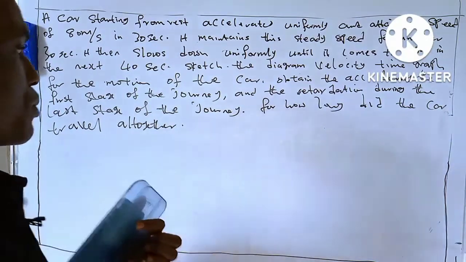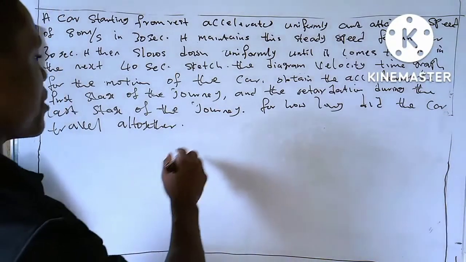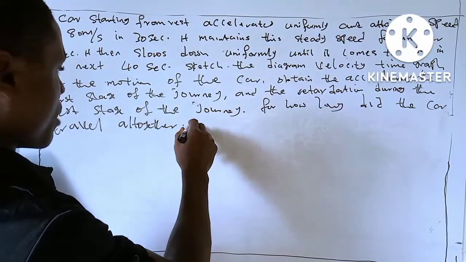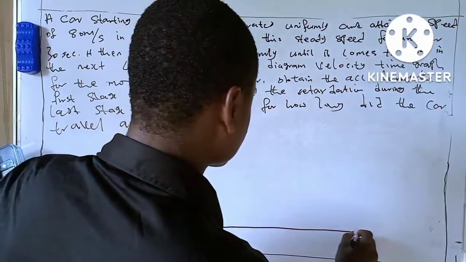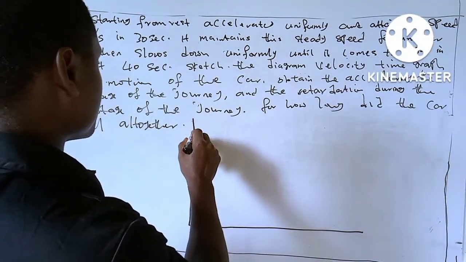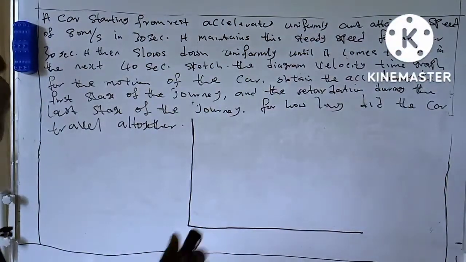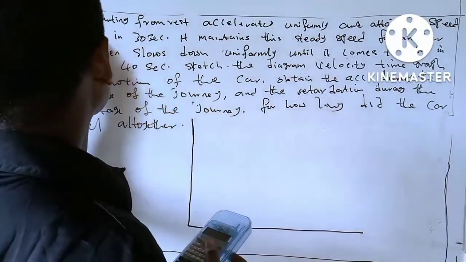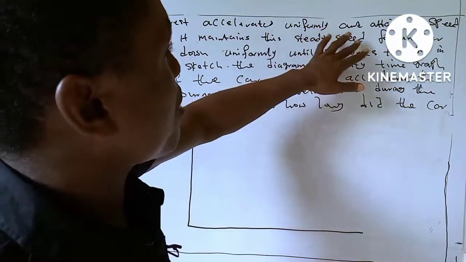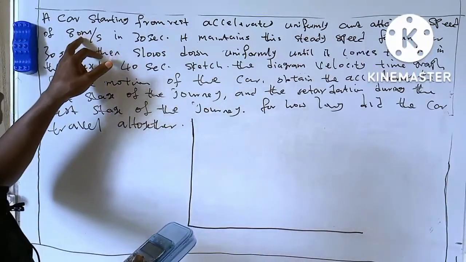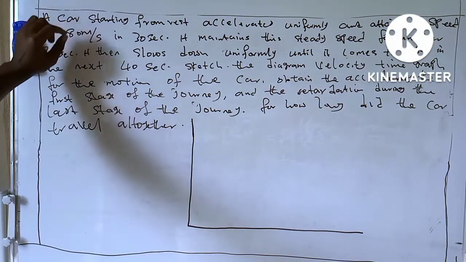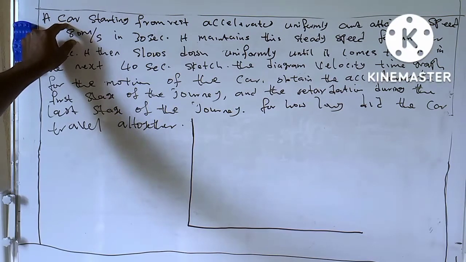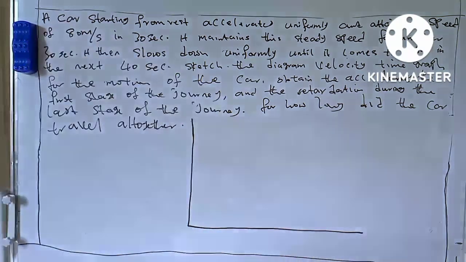Let's start from our number one question, which is sketch the diagram. The velocity time graph is like this. Please don't be confused, this is a velocity time graph. So they said a car starts from rest, accelerates uniformly, and attains a speed of 80 meters per second in 30 seconds. So we see that 80 is the highest.